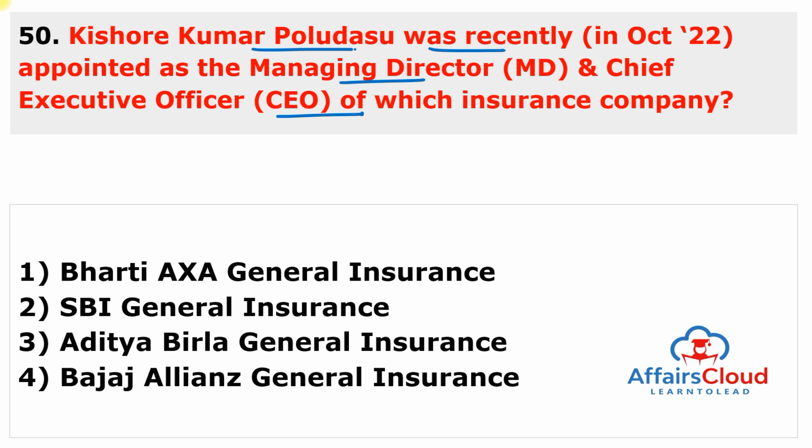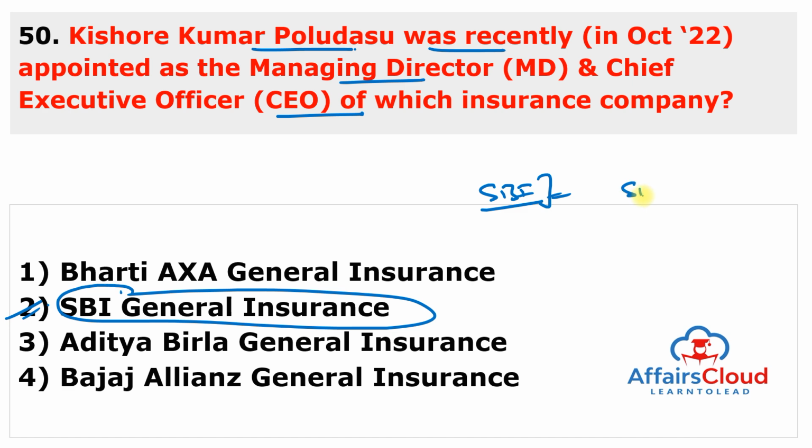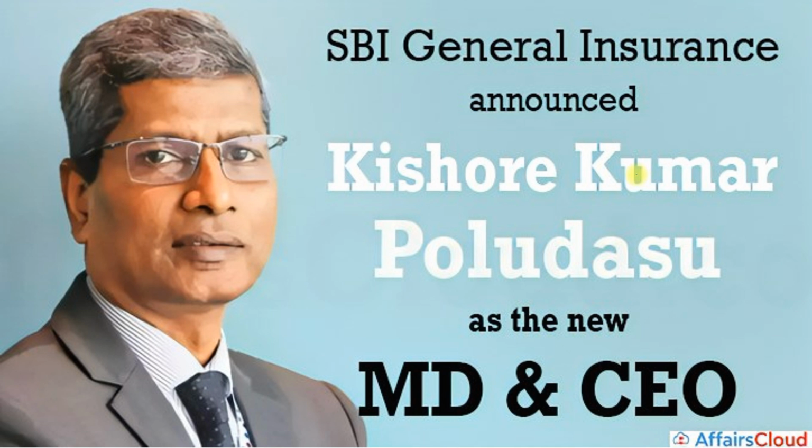Next is, Kishore Kumar Poludasu was recently appointed as the Managing Director and Chief Executive Officer of which insurance company? Static question, but the insurance company is important. This is SBI General Insurance. So answer of this question is second. So State Bank of India's SBI General Insurance Company, which is a subsidiary of SBI, has appointed Kishore Kumar as its new Managing Director and Chief Executive Officer with effect from 4th of October 2022. And the parent company State Bank of India nominated Kishore Kumar as the new MD and CEO of this insurance company. SBI General Insurance headquarters is in Mumbai, Maharashtra. This was established in the year 2009.